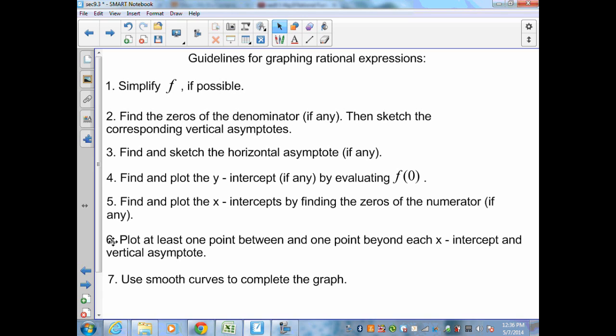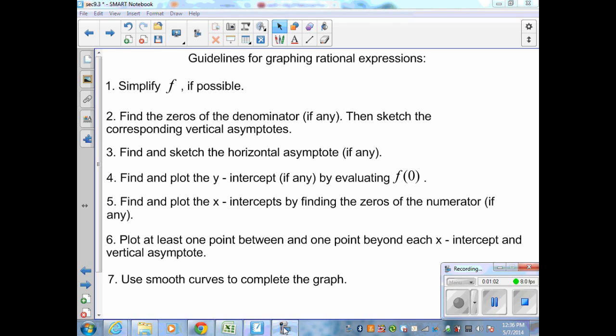Number 6, we want to plot at least 1 point between and 1 point beyond each x-intercept and vertical asymptote. Actually, we'll probably have to plot a couple to actually see what the graph looks like. Number 7, we want to use a smooth curve to complete the graph.